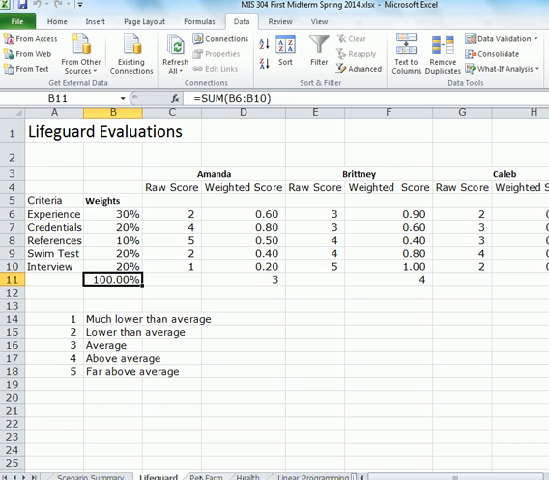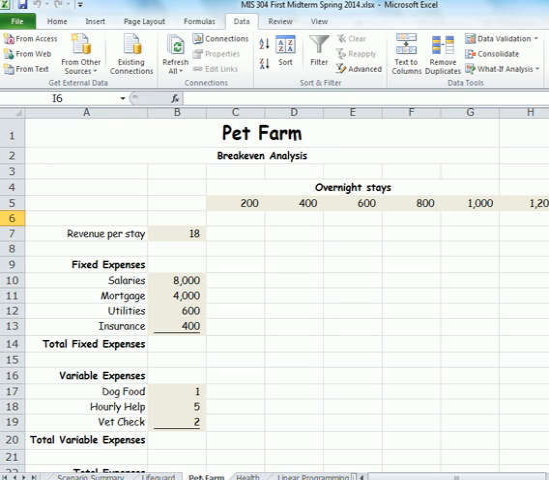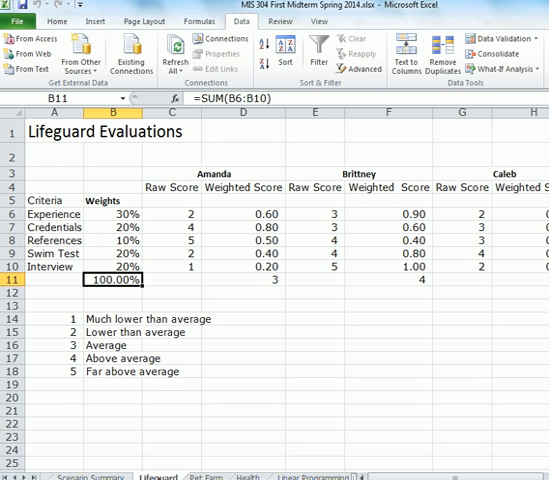Okay, then we come to the pet farm. I had a question, please. For cells 8-5 to 8-10, were we supposed to change the name on top? A5 here? It's not the difference. No.